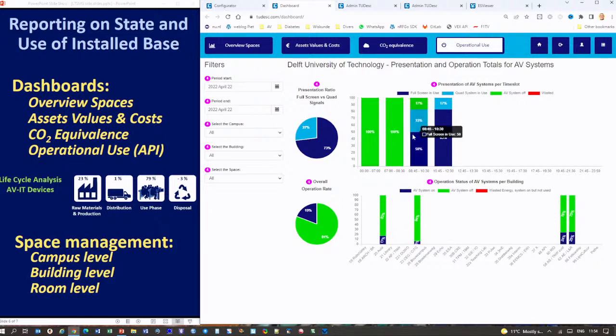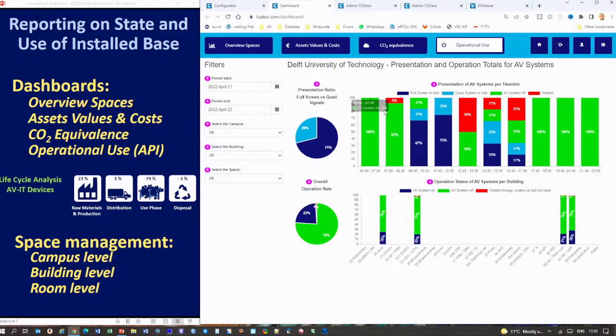And the other thing that we were interested in is we have these quad systems. Are they used? Because they are much more expensive than normal full screen situations. So if I go 1 day earlier, then you see something red appearing. At this time slot in the morning at 7, these systems were put on while there was no education. So we say, okay, this is wasted energy, and not only wasted energy, it's also aging of your system.